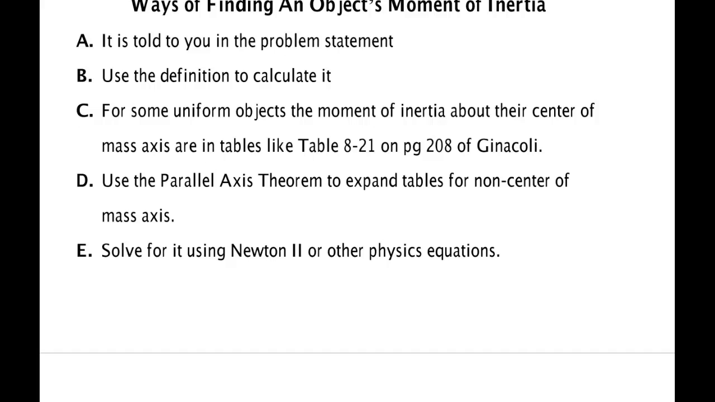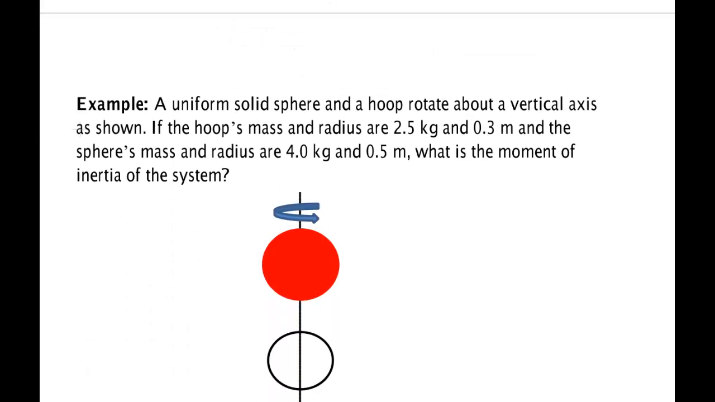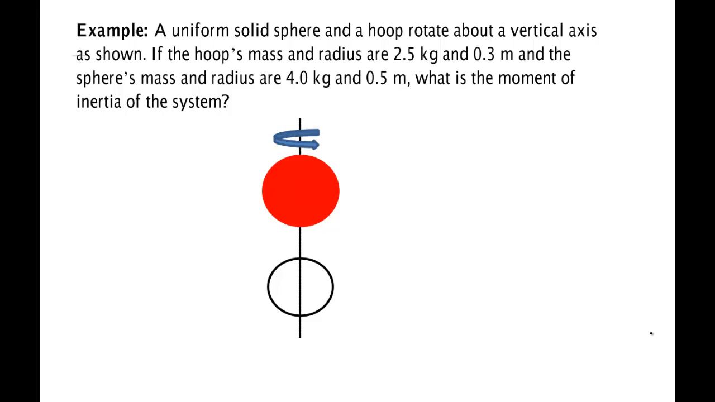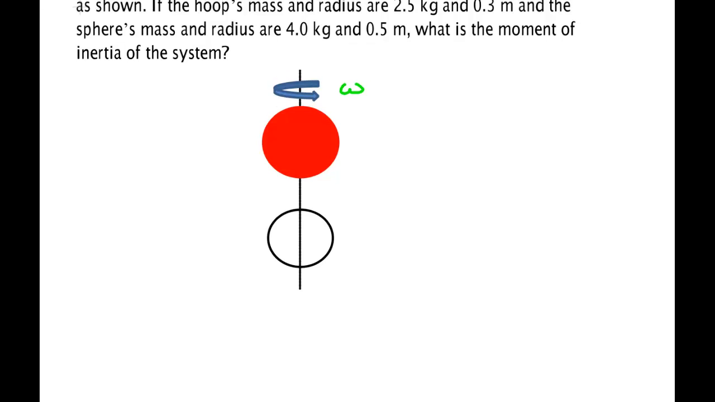So let's look at using this technique to solve a problem. You have this problem. There's a uniform solid sphere here in red, and there's a hoop right here in black, and they're rotating about a vertical axis shown through here at some omega, and they want me to find the moment of inertia of this system of two objects. Well, this doesn't turn out to be very difficult because both of these objects are inside Giancoli's table. For instance, for the sphere, he tells us that it's 2/5 the mass of the sphere times the radius of the sphere squared.